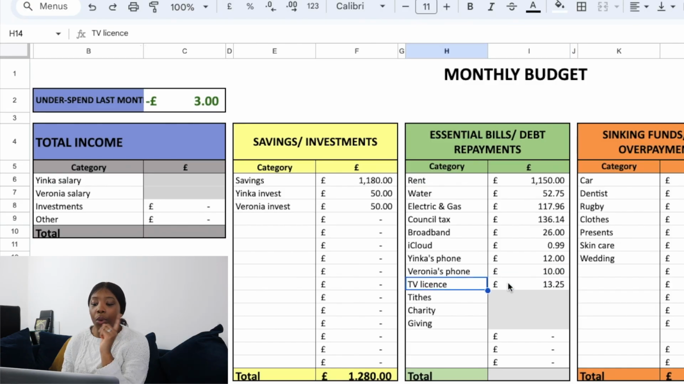Then we've also got TV license, which is $13.25. And then of course, we've got our tithes, charity and giving. Giving is really important to us as Christians.